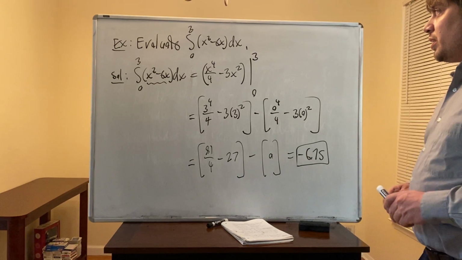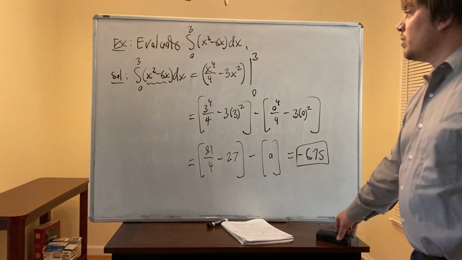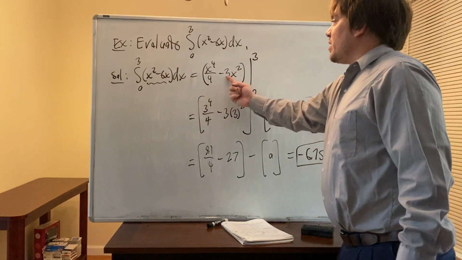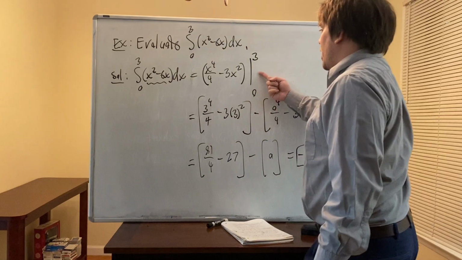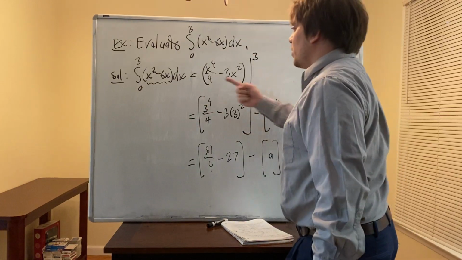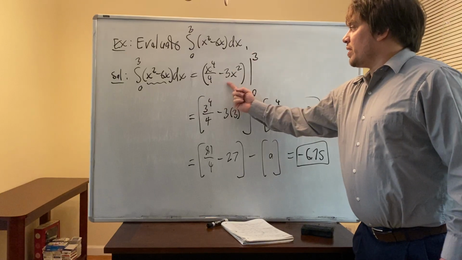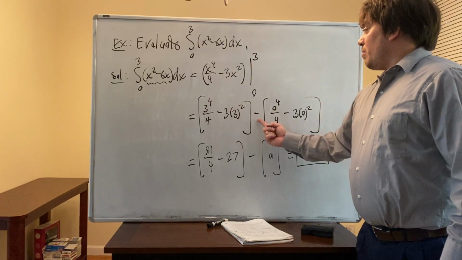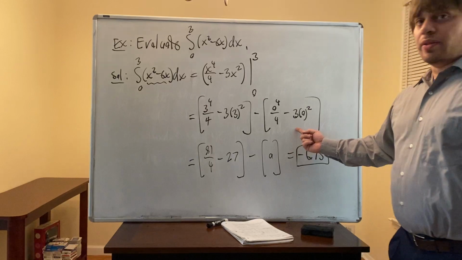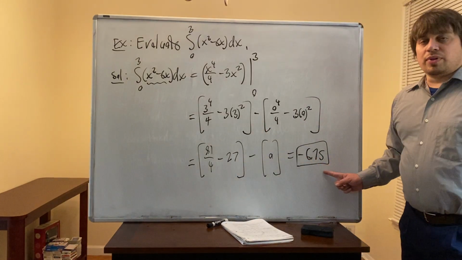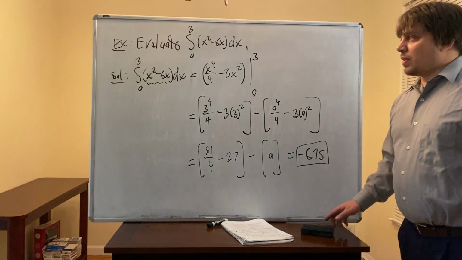Okay, let's do another example. See how I have this? This is your integrated function. This is an antiderivative of that, and you're evaluating it from the lower limit of the definite integral to the upper limit of the definite integral. What this means is you take this expression, plug in 3, minus this expression, plugging in 0, and then you just do the calculations, and you get this negative 6.75.